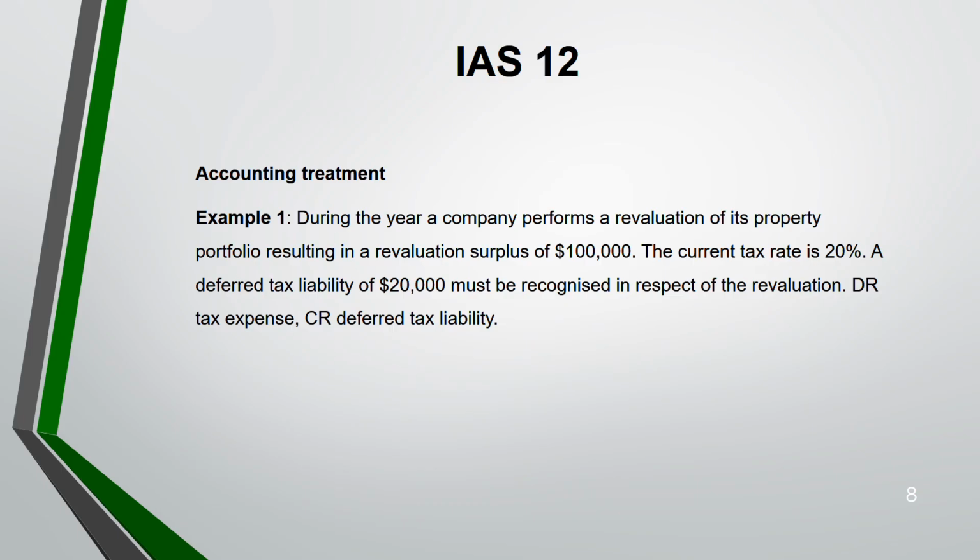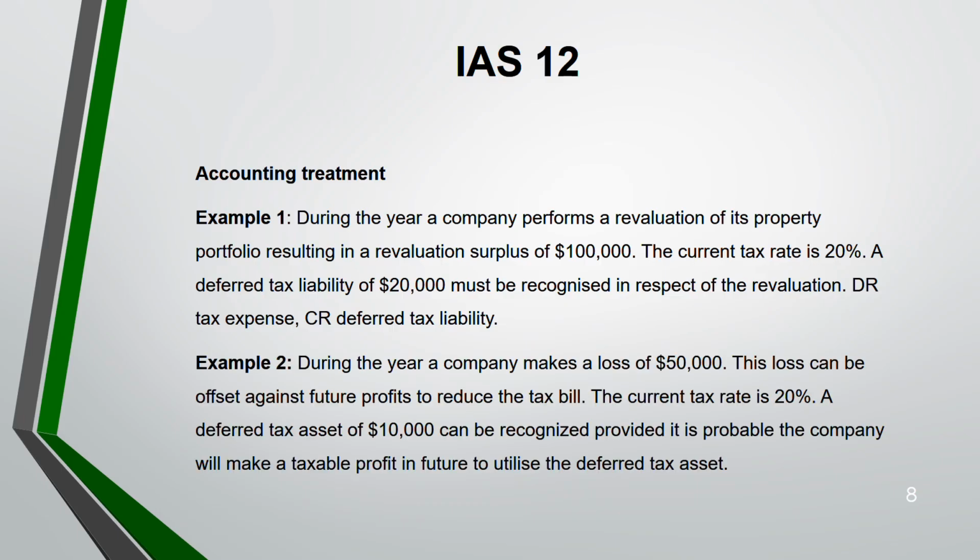Okay. Go to the sources of taxable temporary differences. This is a source of taxable temporary difference, so a deferred tax liability will arise. So 20% on 100 is 20,000. This will be recognized in OCI. Why OCI? Because the revaluation surplus goes in OCI. So debit tax expense in OCI, of course, and credit the deferred tax liability.